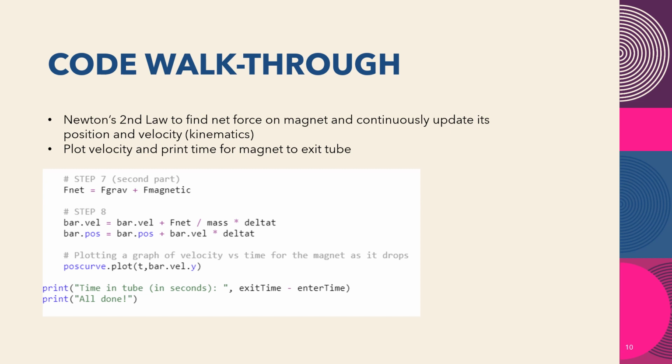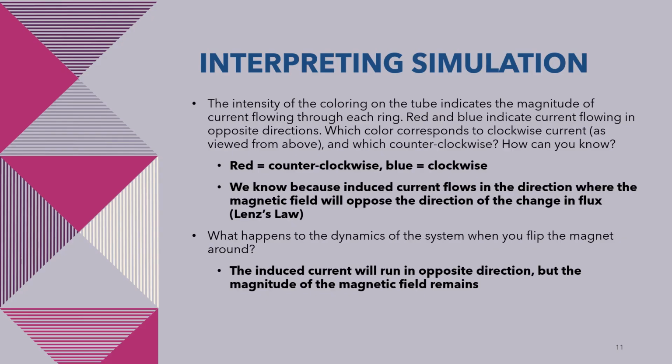Finally, I used Newton's second law to find the net force on the magnet and continuously update its position and velocity. I finally plot the velocity over time and print the time that it took for the magnet to exit the tube. Now I'm going to interpret the simulation.